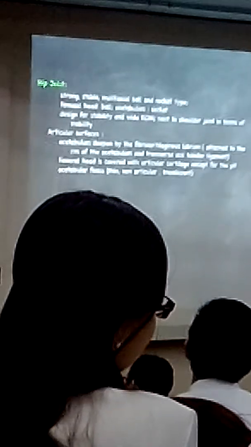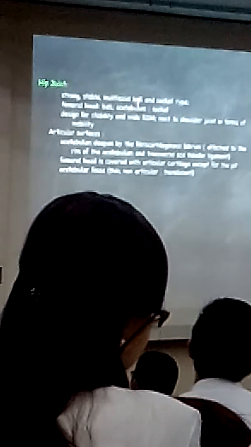And the hip joint. This is a strong, stable ball and socket type. So the femoral head is the ball and the acetabulum is the socket. So this is designed for stability and wide ROM. It's next to the shoulder joint in terms of mobility. The articular surfaces are deepened by the labrum, and the femoral head is covered with articular cartilage, except for the pit.